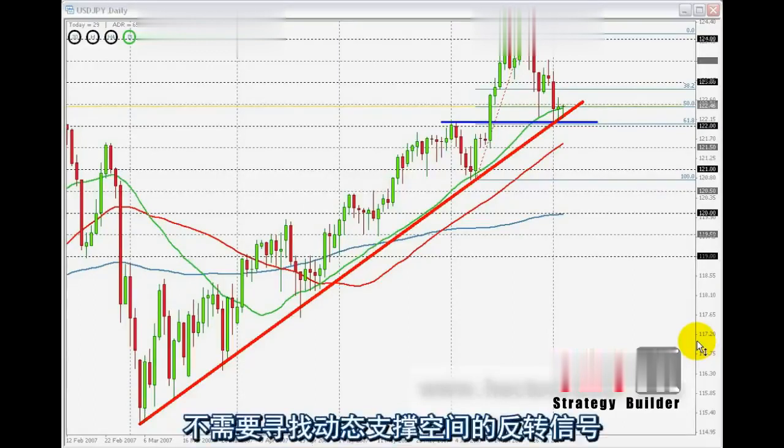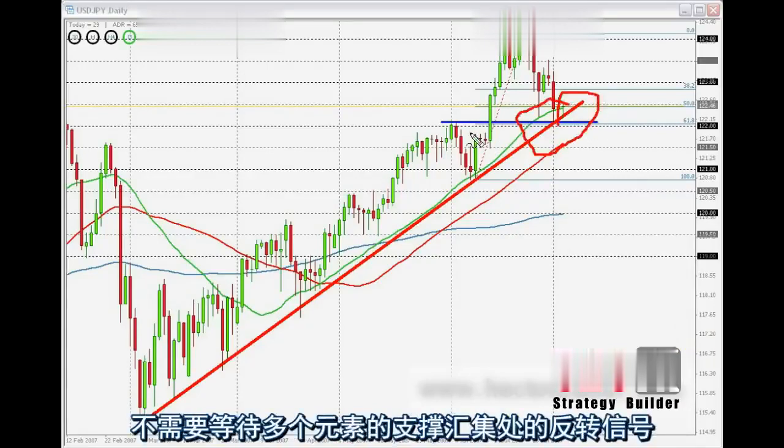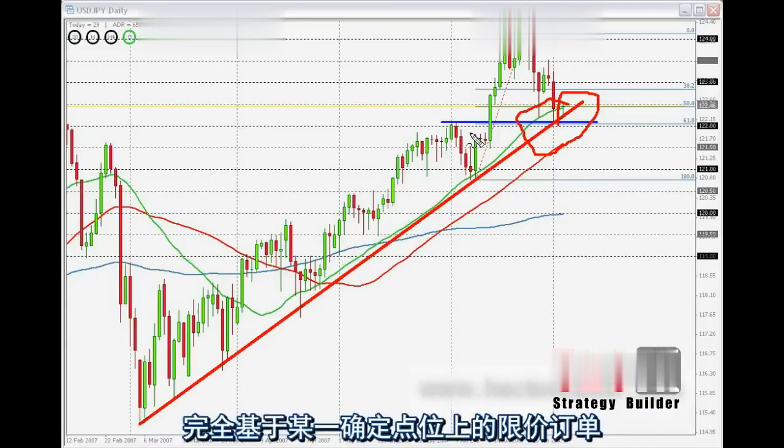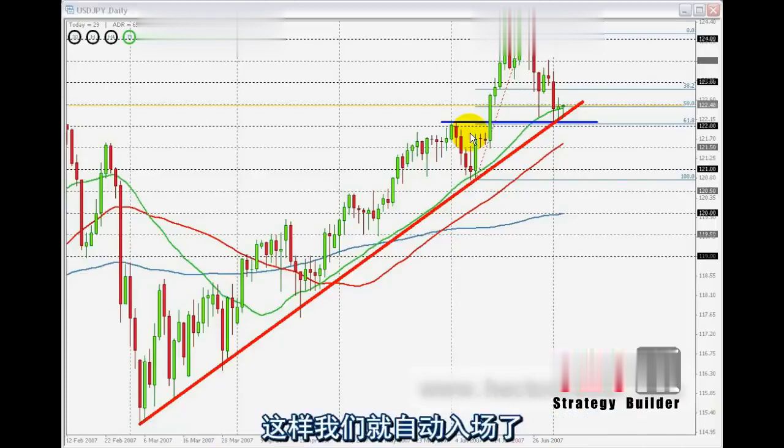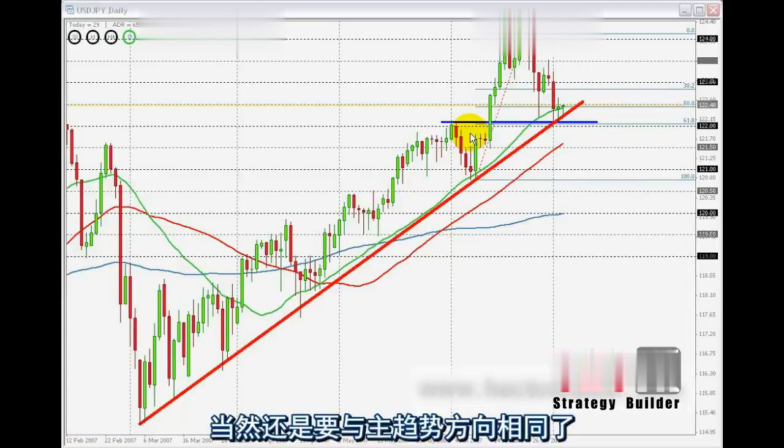It's not about searching for reversal formations at the dynamic area of support and different elements forming a confluence of support. It's relying on limit orders at one specific level. So when price reaches that level, our limit orders get triggered immediately, and we are effectively positioned in the market, as usual in the direction of the main trend. I'm going to show you now with one example.